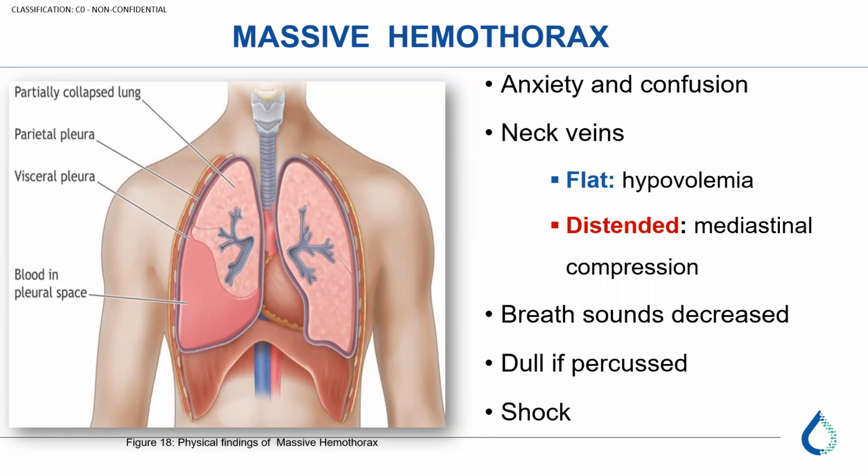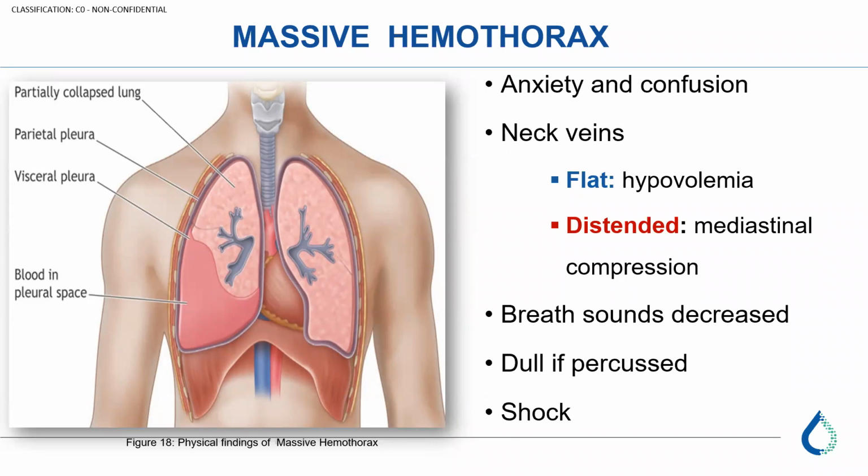Let's discuss first what is hemothorax. Simple definition: blood in the pleural space is hemothorax. Then what is massive hemothorax? A massive hemothorax occurs as a result of at least 1,500 or 1.5 liters of blood loss into the thoracic cavity. Okay? So that's the definition. We will call it massive hemothorax if the blood loss is more than 1.5 liters.